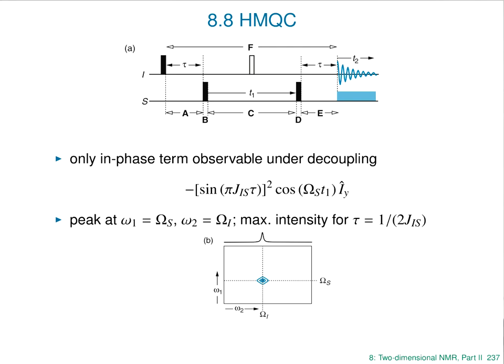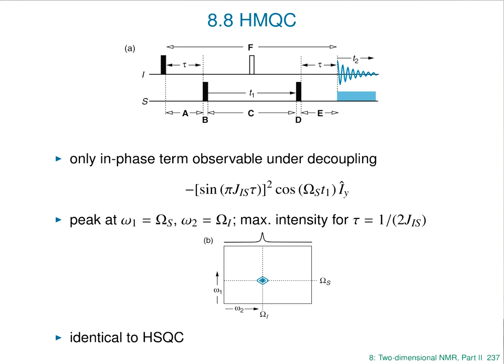We've got this in-phase term IY, which is modulated at omega S in T1, and the intensity goes as this sine(pi J_IS tau) term. So tau, the optimum value, is of course 1 over 2J. So we end up with a spectrum that looks exactly the same as the HSQC, a peak at omega S, a peak at omega I, and the optimum value for tau is 1 over 2J. So a typical spectrum is something like this.